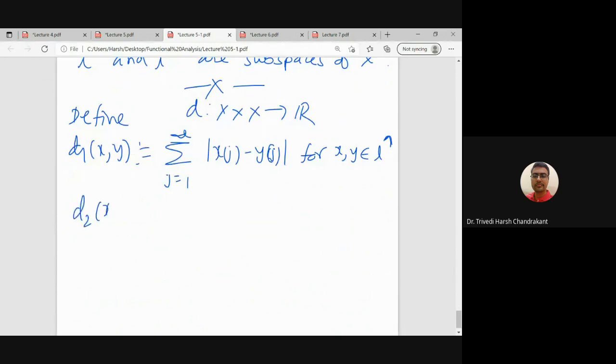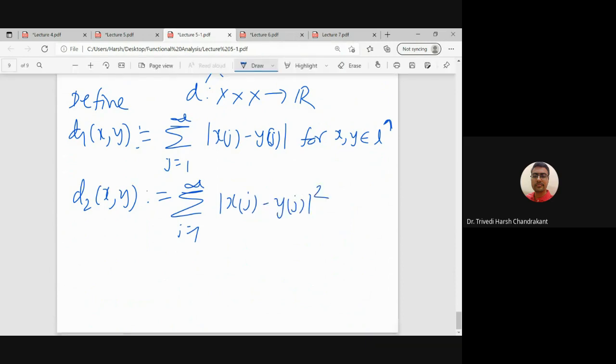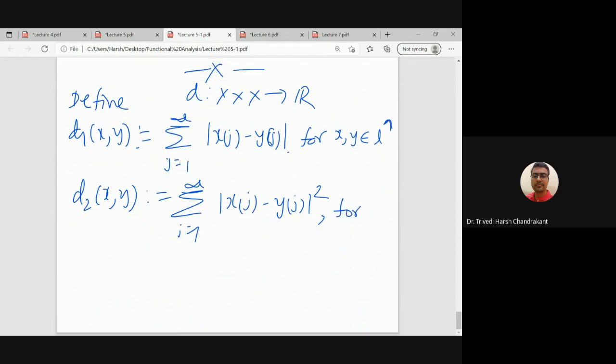So the second metric we define is the summation j equals 1 to infinity of modulus xj minus yj squared. That we are defining for elements of L2.